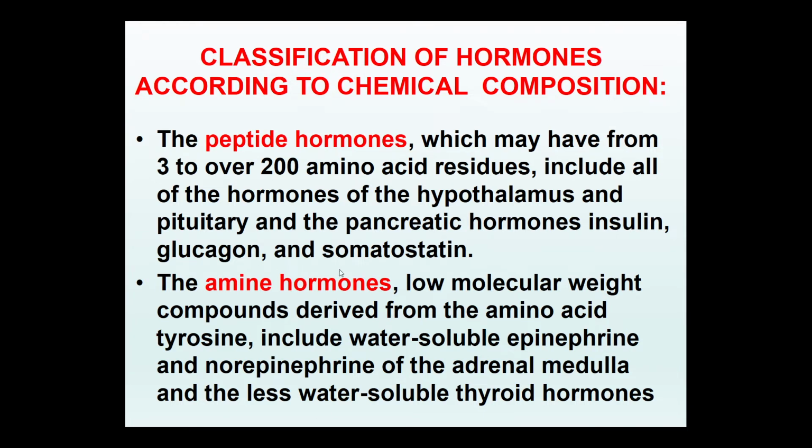One more class of hormones are amine hormones, low molecular weight compounds derived from the amino acid tyrosine. They include water-soluble epinephrine and norepinephrine of the adrenal medulla and less water-soluble thyroid hormones.